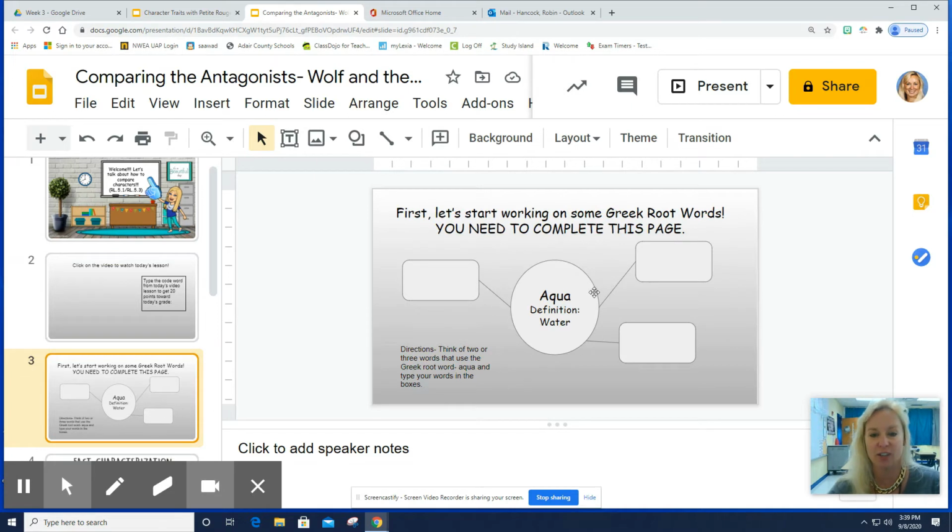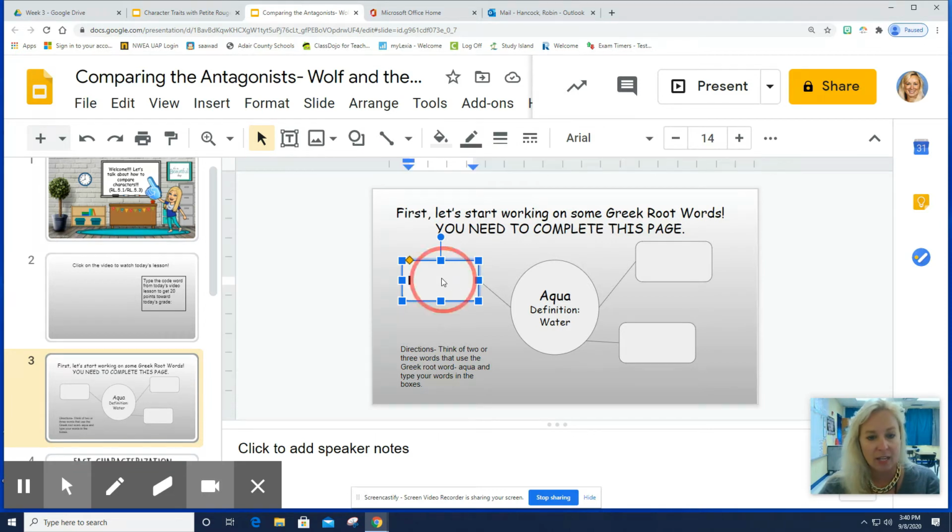So here's the first thing after the code word that you need to type into this slide presentation. It says, first, let's start working on some Greek root words. So you need to complete this page. The first Greek root word we're going to talk about is aqua. It means water. That's what aqua means. So the directions say, think of 2 or 3 words that use the Greek root word aqua and type your words in the boxes. So you can pick either this box, or there are 3 boxes here. I'm asking for you to do at least 2 words, at the most 3 words that use the Greek root word aqua.